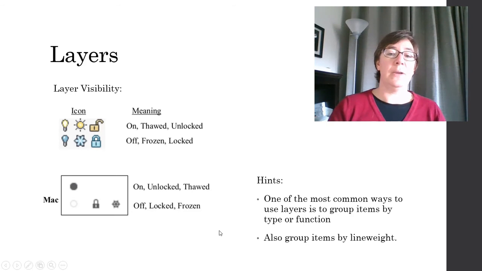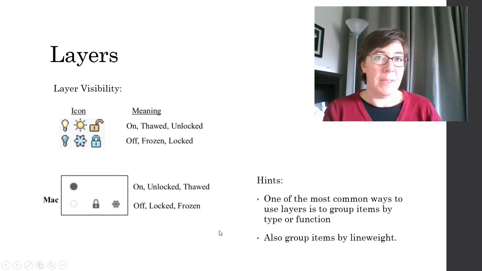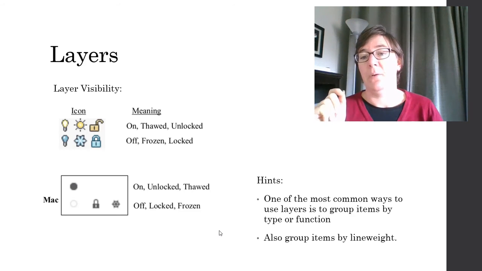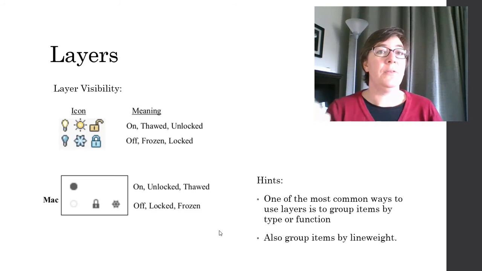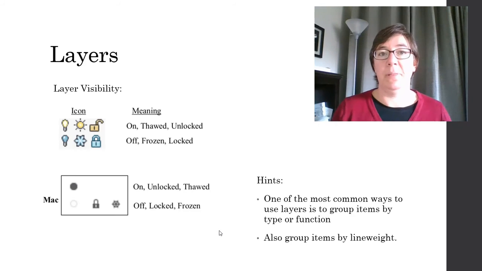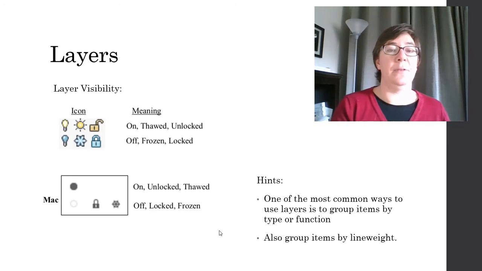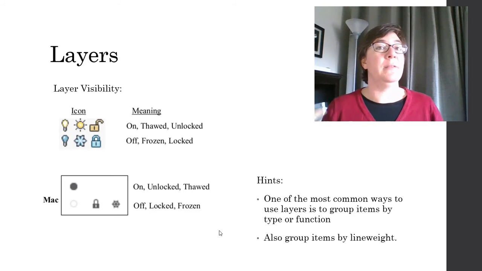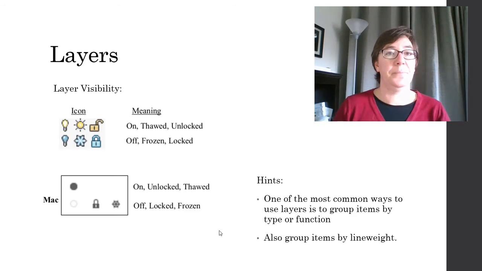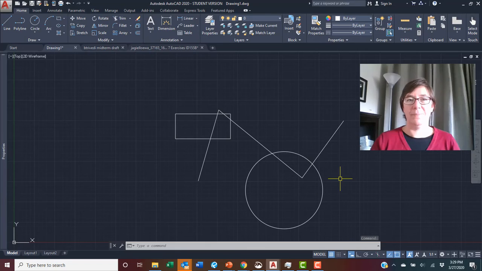Here's what those layer visibility controls look like on a Mac. And I just also wanted to add, one of the most common and powerful ways to use layers is to group items by their type or function. And the other common way, and often these are combined, you do all of them, is to group items by their line weight. So everything that has, for example, a very thin line weight would be on its specific layer. And everything that had a very thick line weight would be on a separate specific layer for that. So let's switch over to AutoCAD and see where we can find these controls.